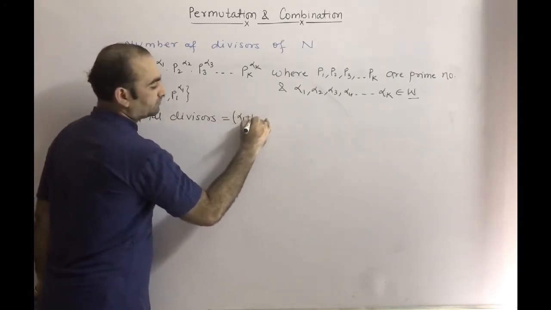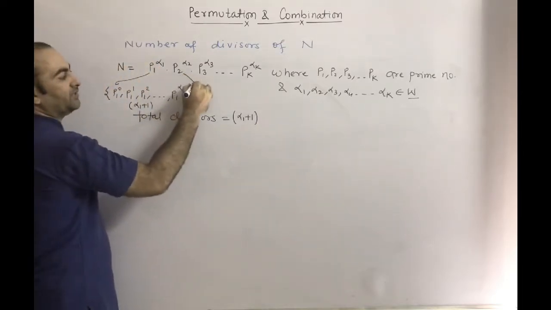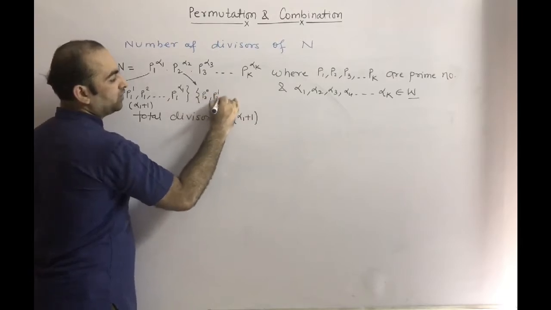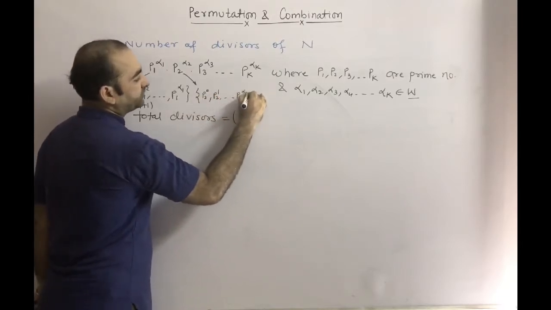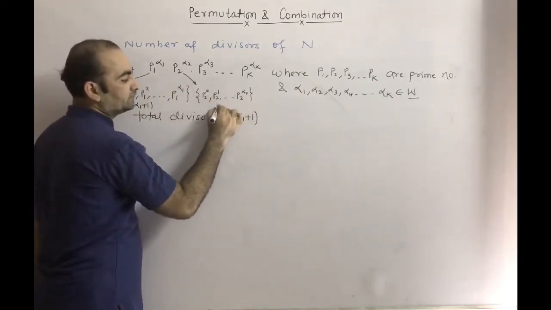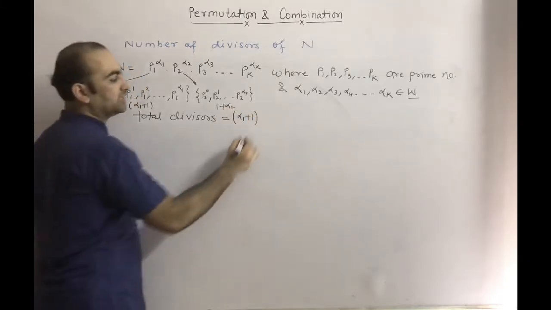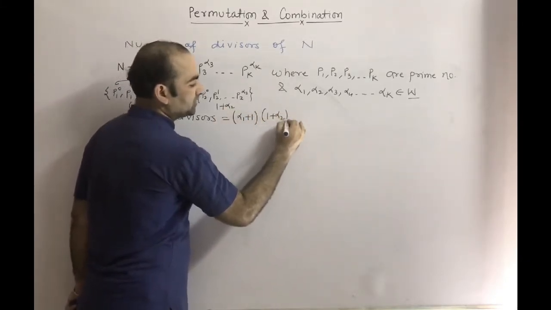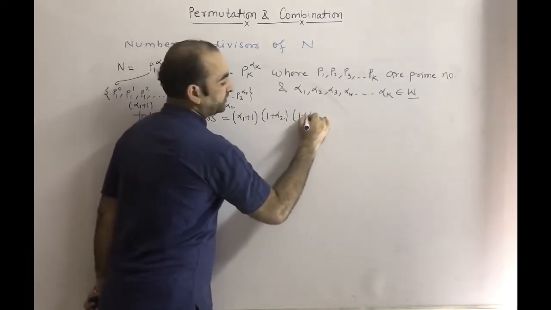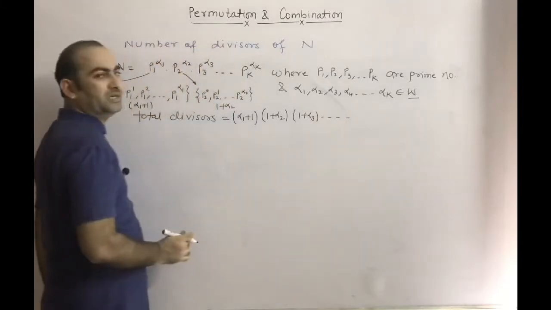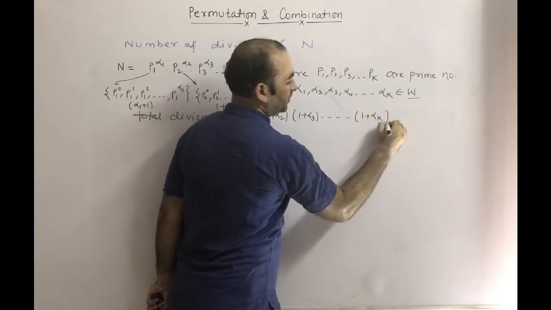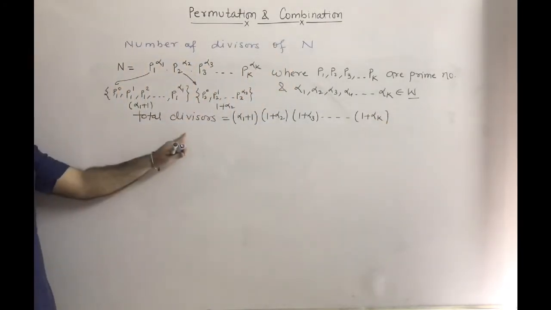Similarly, in how many ways can we select p2? We can take p2 power 0 or p2 power 1 or so on p2 power alpha 2. So in how many ways can we select p2? That is 1 plus alpha 2. Similarly, the total ways of selecting p3 power alpha 3 is 1 plus alpha 3 and so on. Similarly, how many ways can we select pk? That is 1 plus alpha k. So for finding total divisors we have to multiply these.